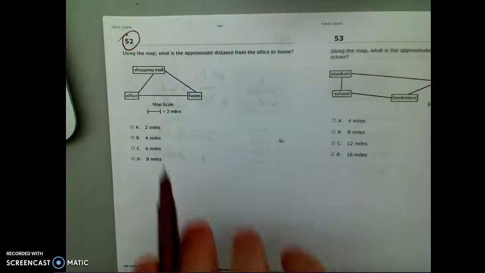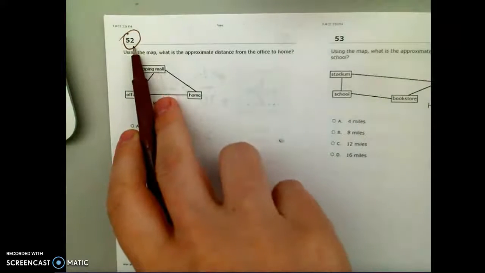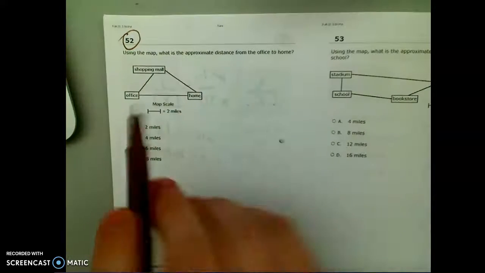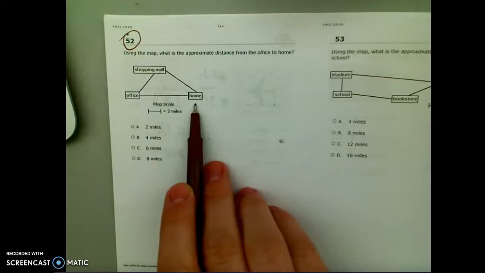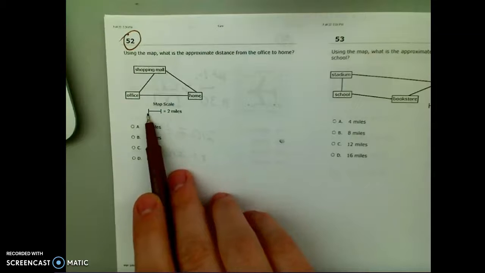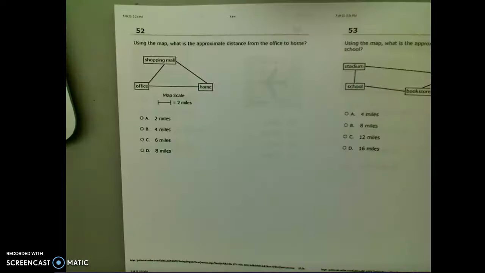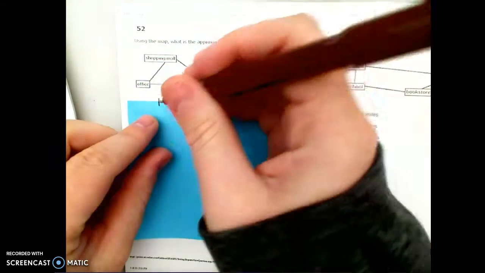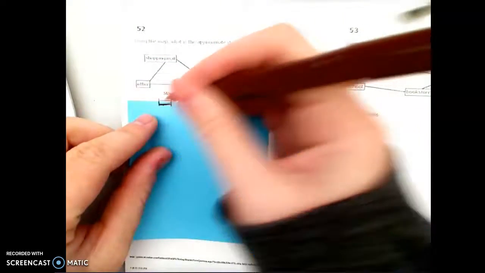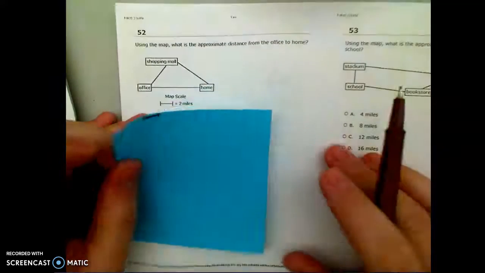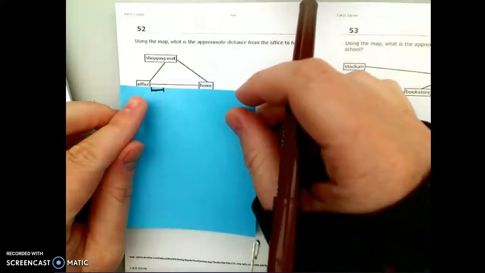Okay, so for this map right here, on number 52, it says what is the approximate distance from the office to home? Office to home. The frustrating thing with this one is that my map has this amount of line equals 2 miles. So what I'm going to do is I took a little sticky note or a separate piece of paper and I kind of drew a line that is that long. And what we're going to do is count how many of these lines from the office to home. So from there to there, that's 2 miles.